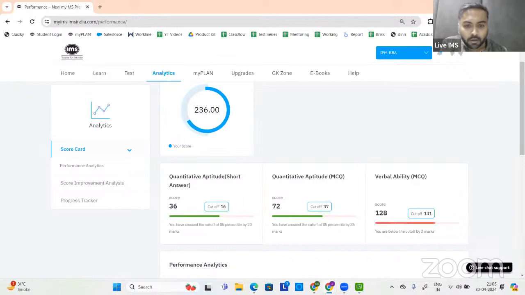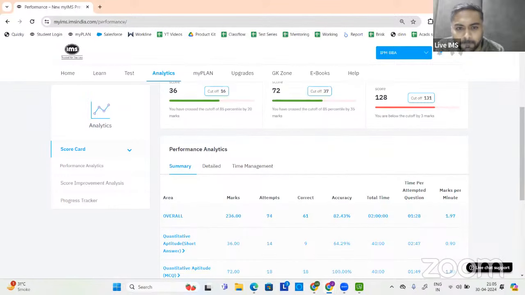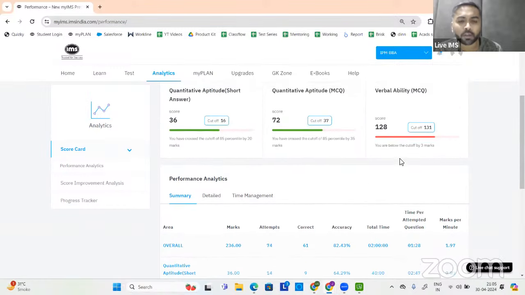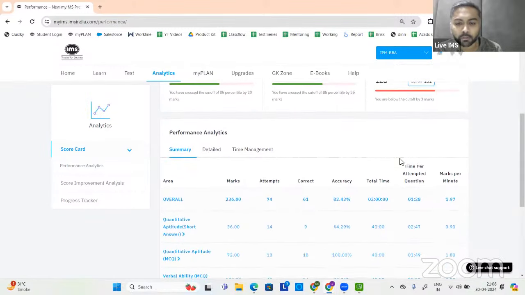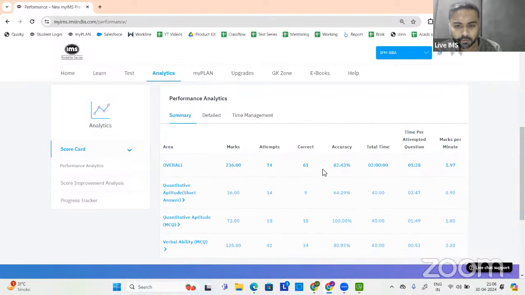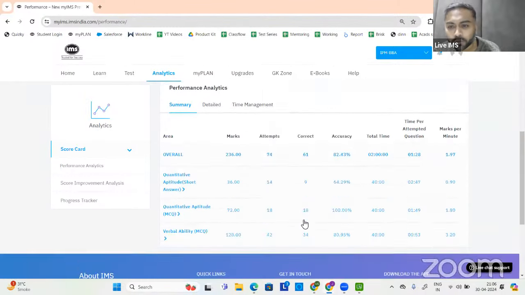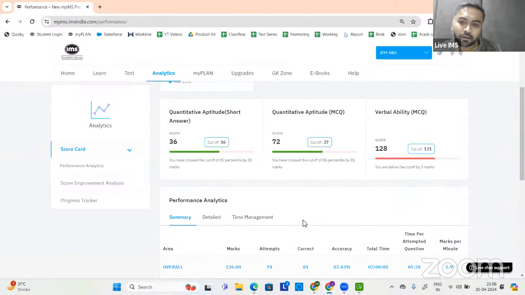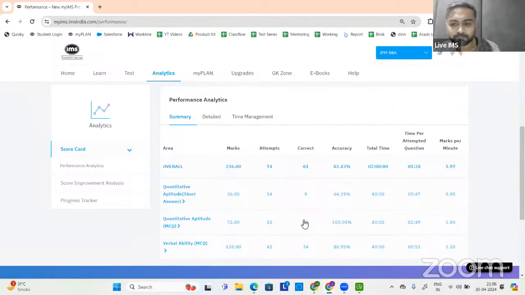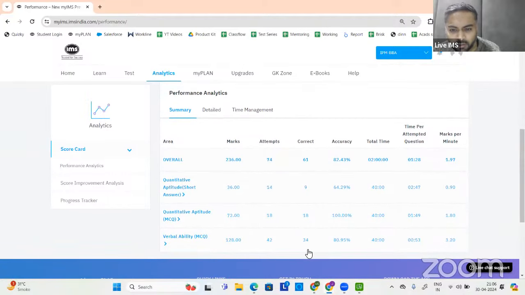I think I could have done slightly better in short answer if there was not a technical glitch in the beginning. But okay, good score, 9 correct. In MCQ, I attempted 18 and I got all 18 correct. That's super. In verbal ability, maybe one more question going right would have helped me in clearing the cutoff. I attempted 42 and I got 8 wrong.